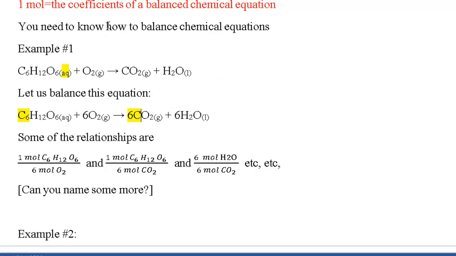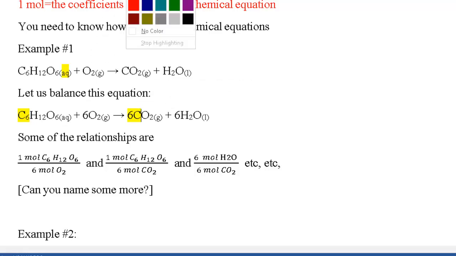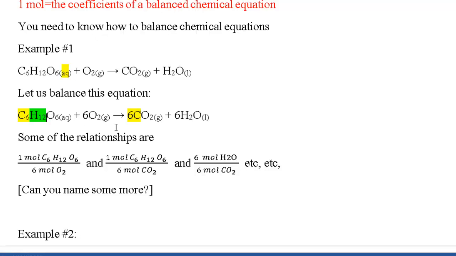Let's look at hydrogens. I have 12 hydrogens in what is known as the reactant side. And in the product side, I have 6 times 2, 12. So yes, I am balanced in my hydrogen side.